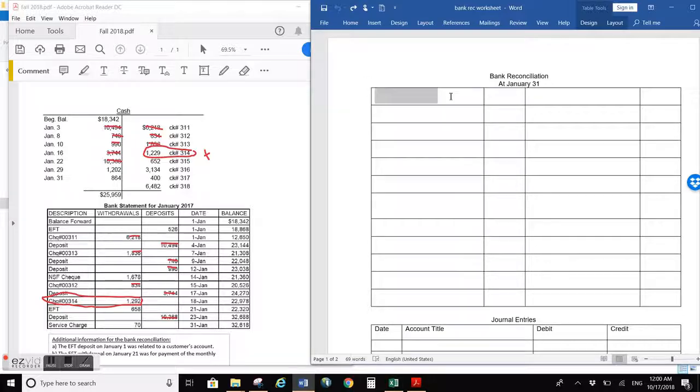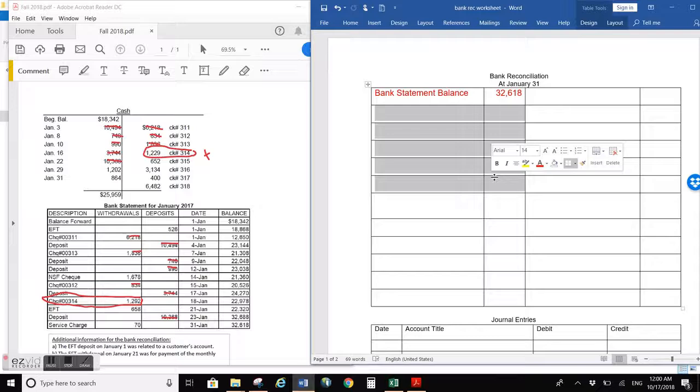So you want to see how that bank balance could change or will change. Our ending bank statement balance is $32,618. So we'll pop that in here. Now, the great thing about our bank side of the reconciliation is there's only really two things that go on here. And to get the things that go on this side, you now look at your T account. We have 2 deposits in transit here. That's one of the things that can go on our bank reconciliation.